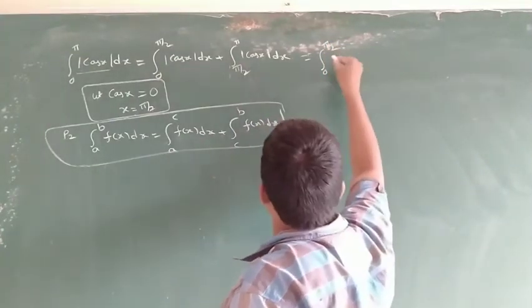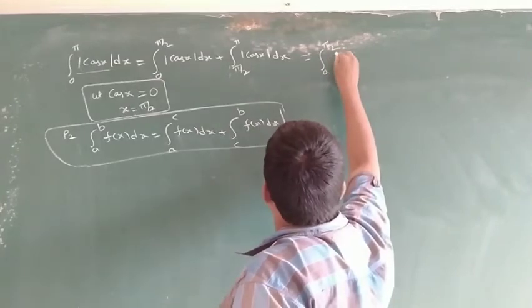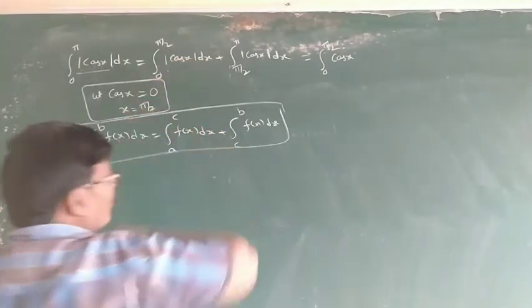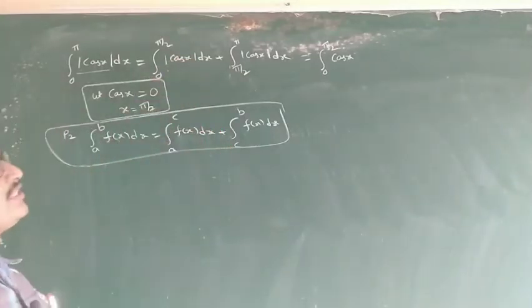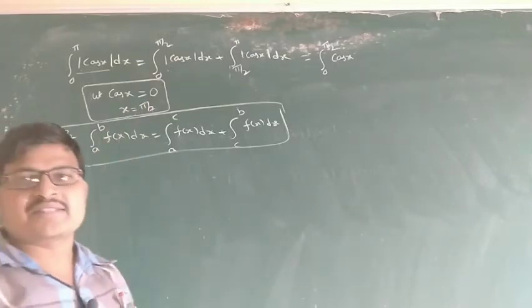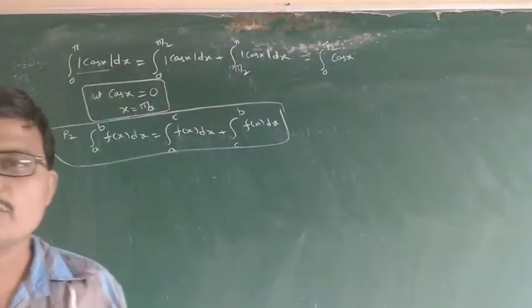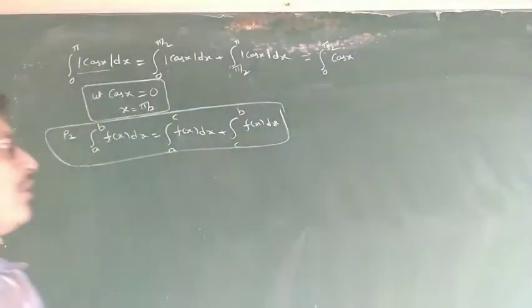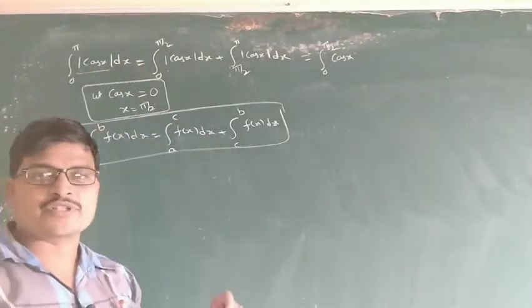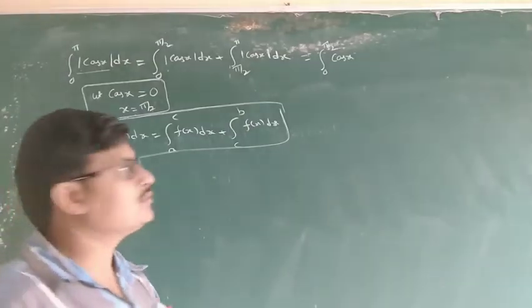So mod of cos x changes into cos x, because we don't need to write the modulus, since it is fixed in 0 to pi by 2. Mod cos x means what? If x is less than 0, it is minus x; if x is greater than 0, mod x is equal to plus x. So in the limits 0 to pi by 2, mod cos x is always positive, because in the first quadrant all are positive.